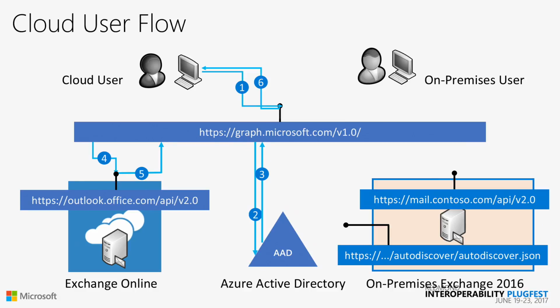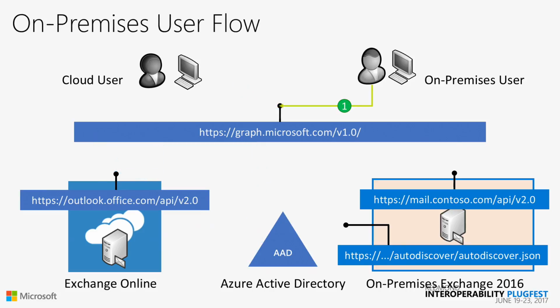In the new world, where a user can be an on-prem user as well, the experience for the application is going to be very similar. Let's see how it happens. The on-premises user comes to graph.microsoft.com. Graph again gives the same experience of authenticating the user against AAD. So the information about this on-prem user needs to be present in Azure Active Directory. He authenticates against it. Graph then issues an autodiscover request to figure out where the user's mailbox is.